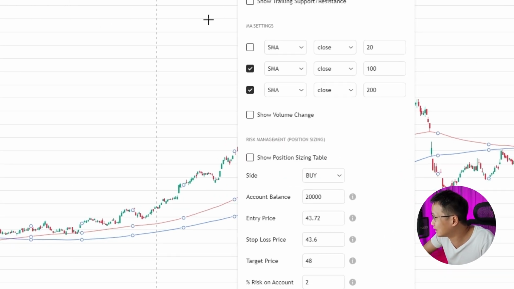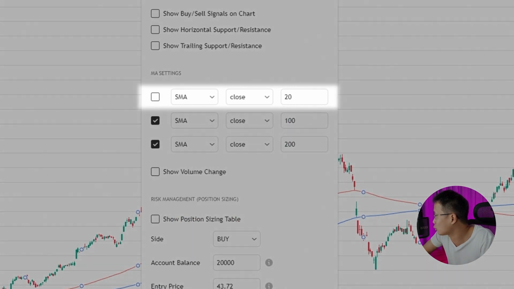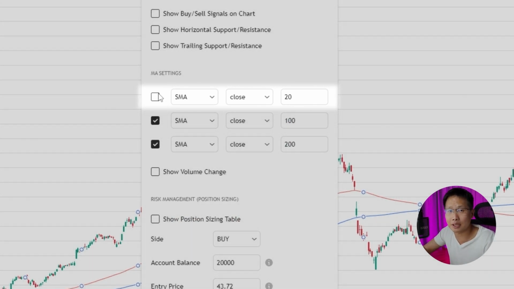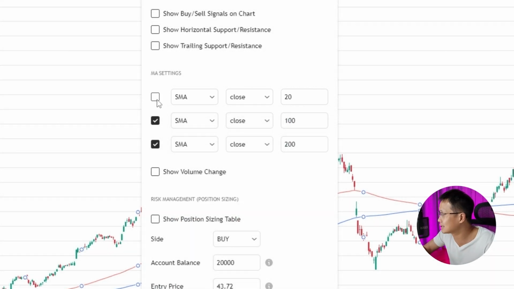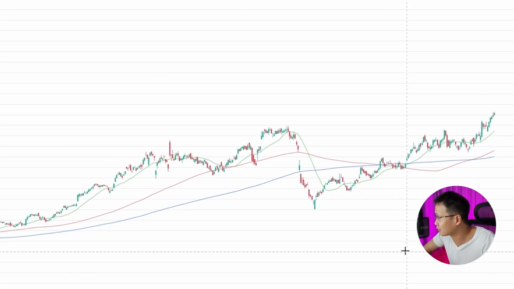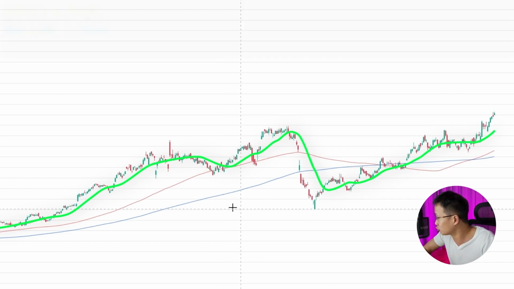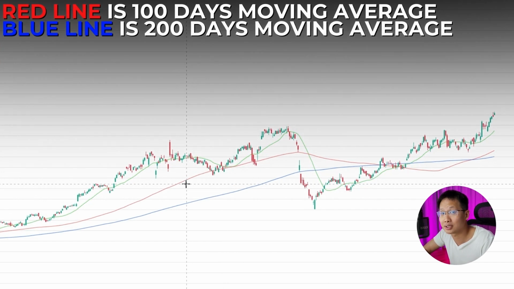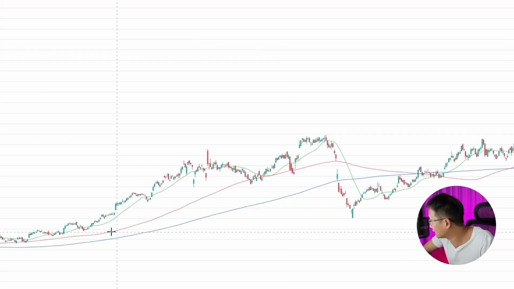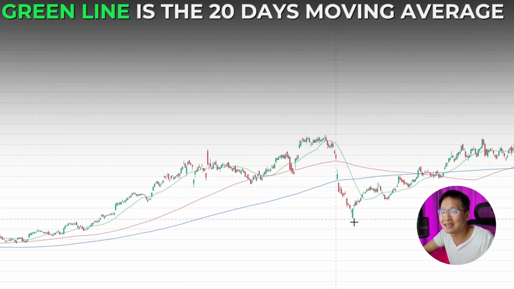So let me show you what I mean by looking at the short-term trend. Now we can just pull out another moving average. This is the One Good Trend Pro indicator, but it's the same thing. You can just pull out the 20-day simple moving average right over here. I'll just turn it on, and you see right now that I have a green line on my chart. The red and blue are the 100 days and the 200 days moving averages. This green line, on the other hand, is the 20 days moving average.